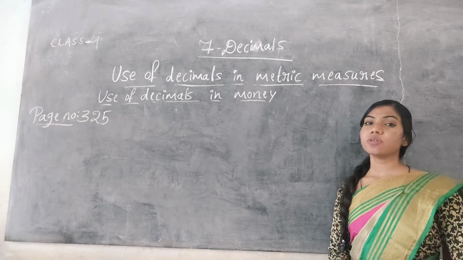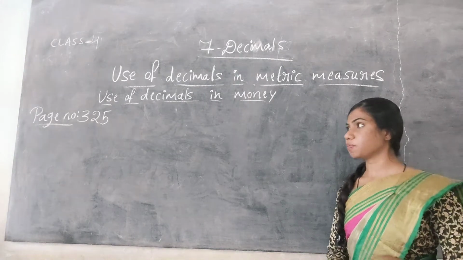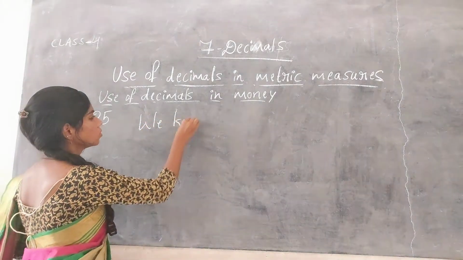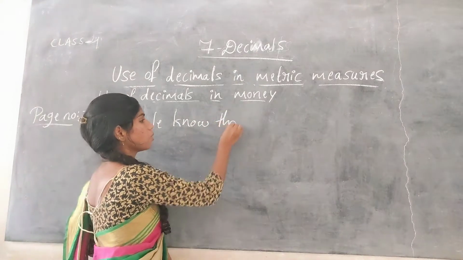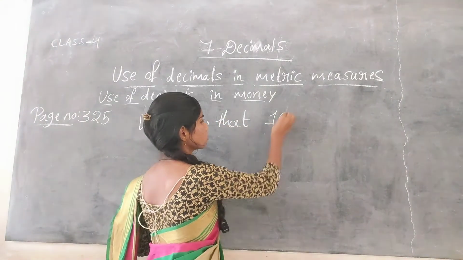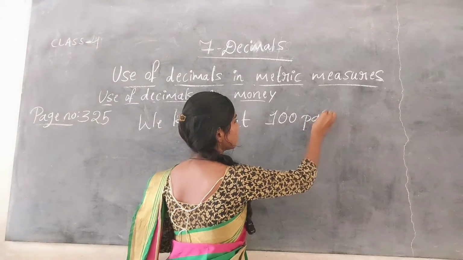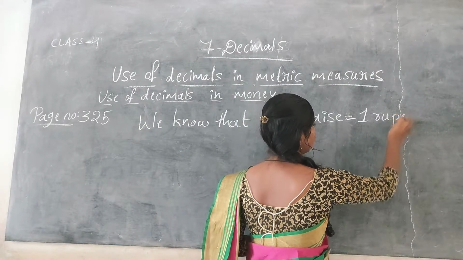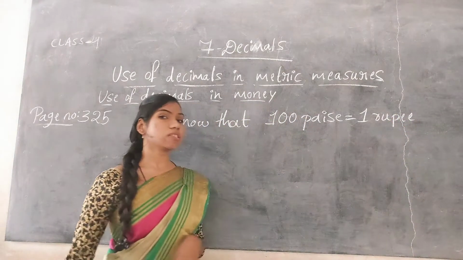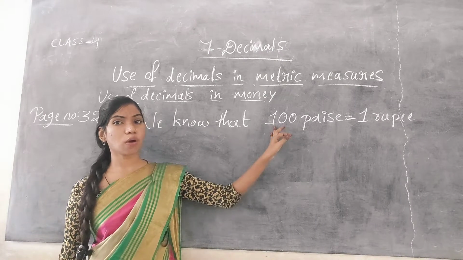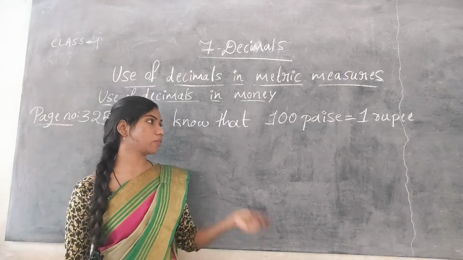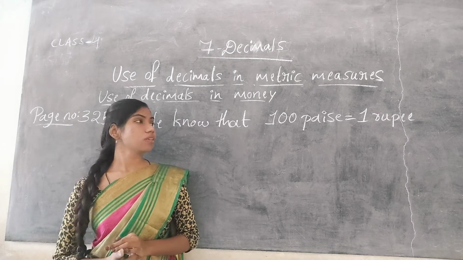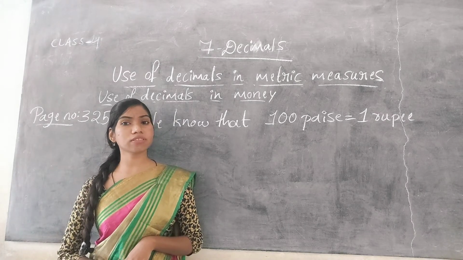Already we know that 100 paise is equal to 1 rupee. We all know that 1 rupee is equal to 100 paise, or 100 paise is equal to 1 rupee. If 100 paise is equal to 1 rupee, then 1 paise is equal to how many rupees?